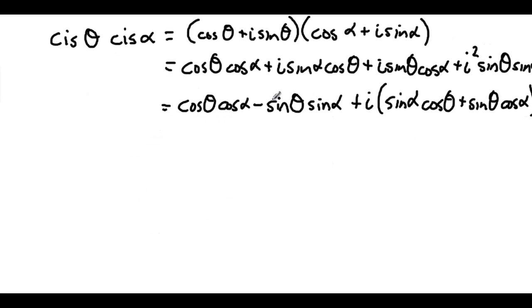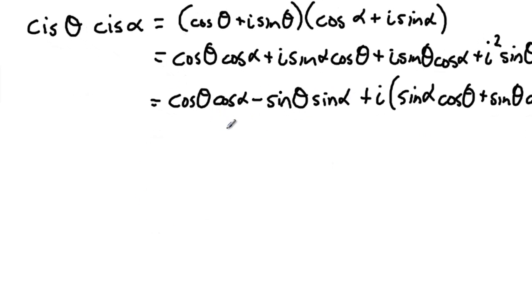Alright, so let's start by looking at the real component. Cosine theta cosine alpha minus sine theta sine alpha. Does that look familiar? Certainly does. It should be a compound angle formula. Which one is it? Well, let's see. Cosines first, subtract the sines. That would be the cosine of theta, and the opposite sign always for cosine, plus alpha. And how about in the imaginary portion? We've got sine alpha cosine theta plus sine theta cosine alpha.